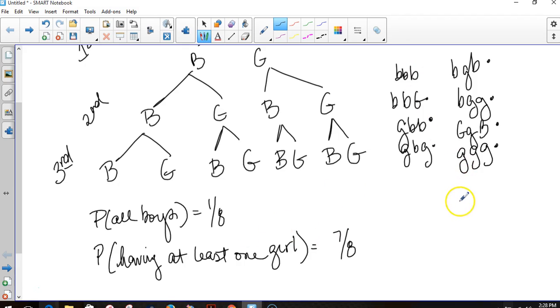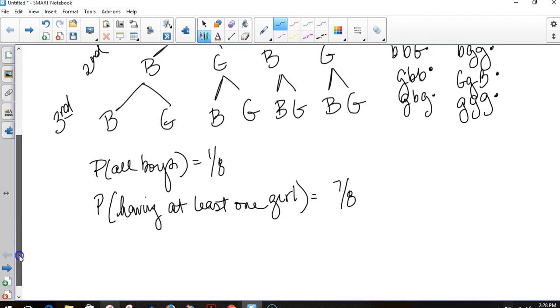This was a pretty small set, so I can just go ahead and make my tree diagram and look at all the possibilities and count them up. But what if it was something that was much larger? What if it was something like you had 10 births?